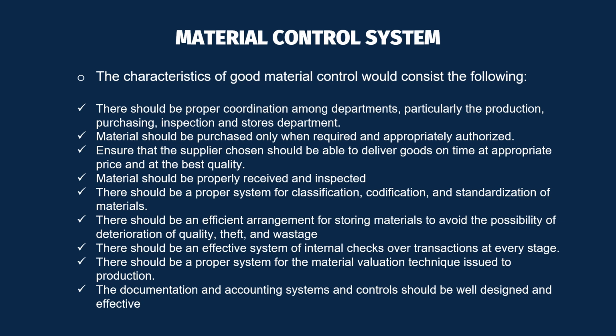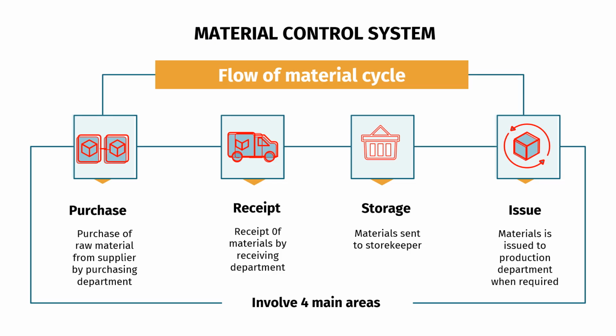Let us move to the next. What we are going to learn about the material control system: this is the diagram that shows the summary of the flow of the material cycle. Basically, it involves four main areas. The management of the material involves, number one, purchasing. When the production department has triggered that they need more material, they will inform the purchasing department to purchase the raw material from the supplier.